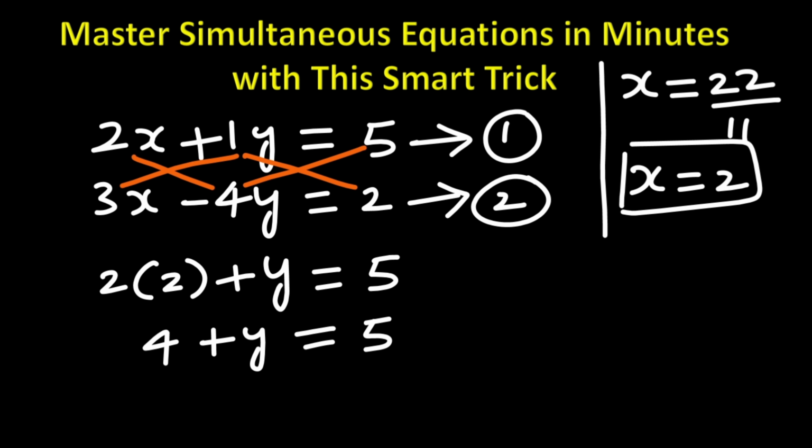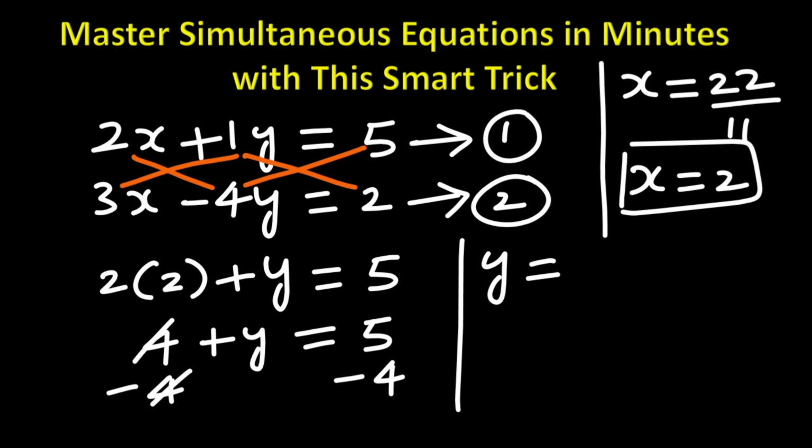Now to solve for y, we subtract 4 on both sides of the equation. So you can cancel out 4, and we are left with y equals 5 minus 4, that's 1. So we can see that the y value is 1. So x value is 2 and y value is 1.